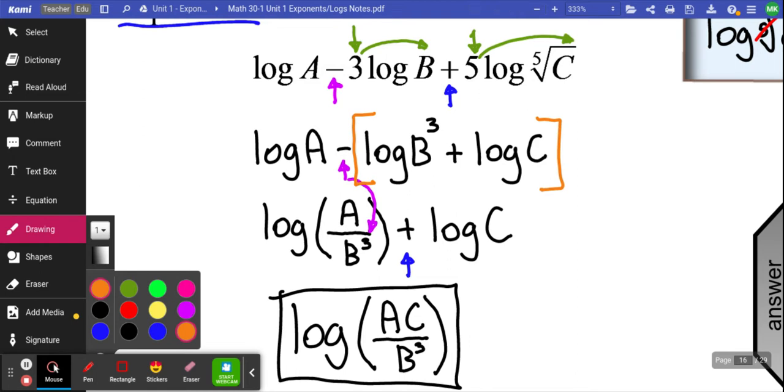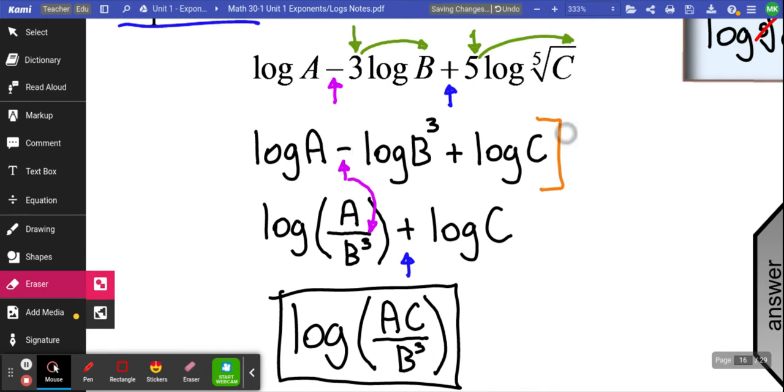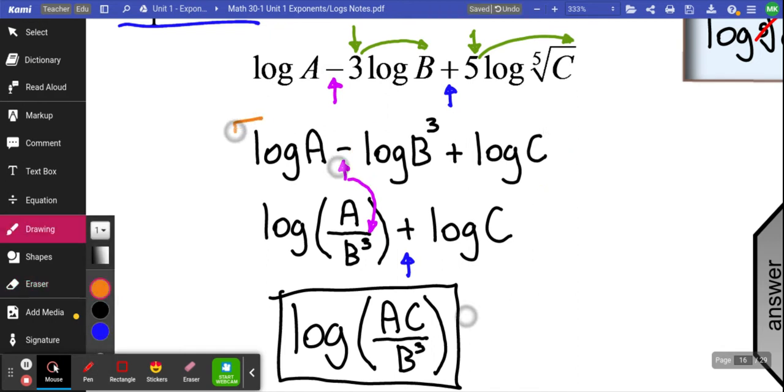Even something like this, you might see them go bracket, bracket. Like, you might see that, so that they're making sure you do something first.